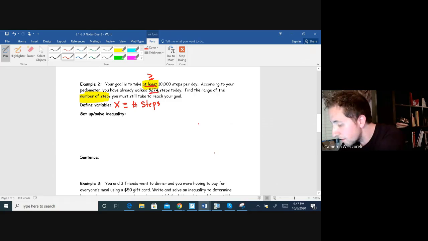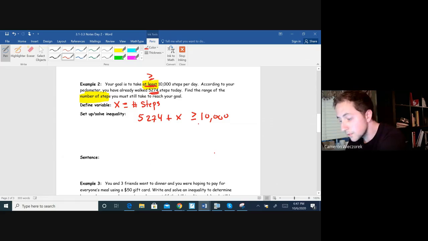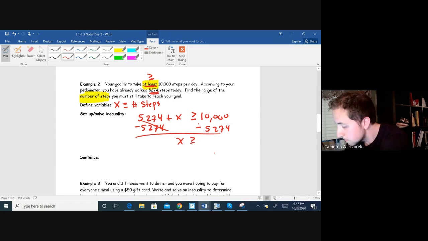You've already walked 5,274 steps. You want to know how many more you need to take. So you're at 5,274. You add on some more steps. We want all of those total steps to be greater than or equal to 10,000. So that's your setup. To find the range of steps, you got to isolate X. So I'm going to subtract 5,274 from both sides. 10,000 minus, let's do that on a calculator. That is 4,726. And we're measuring steps here.